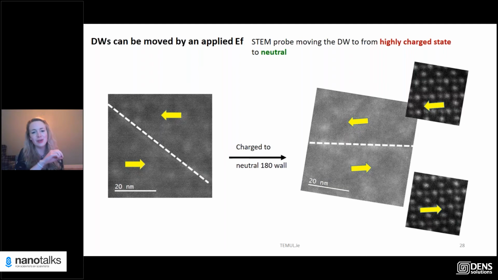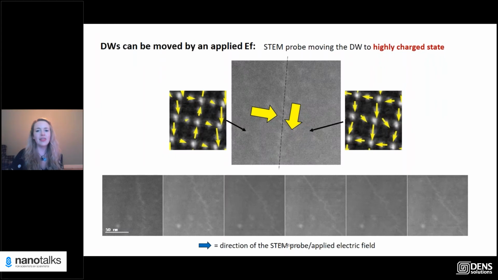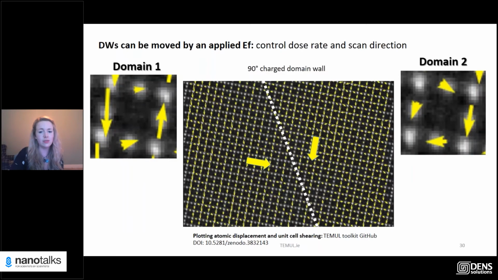And then if you keep manipulating the beam direction, you can actually form it to go into a neutral state. And then you can flip it back again. So it's fully cyclical. And again, it's not just 180 type walls. We can also do this with a 90 type wall. So it looks like it's happening for all the different types of domain walls as well. And as the inserts there show, we're able to quantify those shifts, what's happening at the wall, and what changes away from the wall itself.